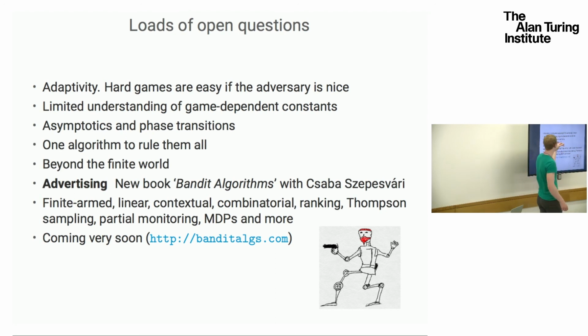Then there's asymptotics and phase transitions. So this epsilon appearing in the bound, this 1 divided by epsilon, we know that disappears in the large n regime. If n gets really large, then at least for practically all games, you have a square root n bound that doesn't depend on epsilon. But we don't know anything about the transition, and we don't know how to get that for all games. And then, of course, you would like one algorithm to rule them all. You don't want to have an algorithm for hard games and an algorithm for easy games. You just want an algorithm that does something good. And we really don't have that either.